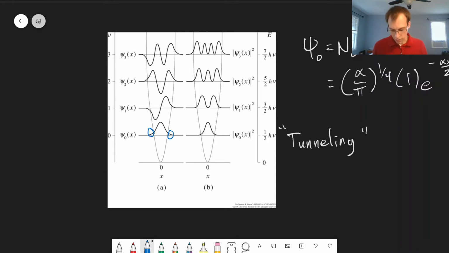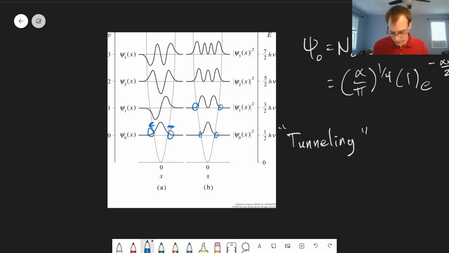Now, according to a classical picture, the particle shouldn't have enough energy to ever go past this sort of barrier here. Right, the spring can only stretch so far. There's only so much energy in the system to let it stretch. But according to quantum mechanics, if we look at the probability distributions in particular, there is some finite probability. It's not very large, but there is some probability that it can go past where classical behavior would predict that it can. And so we didn't see this with the particle in a box because the potentials were infinite.